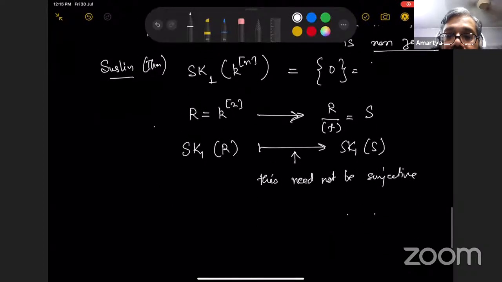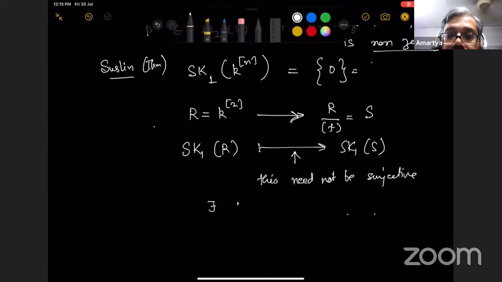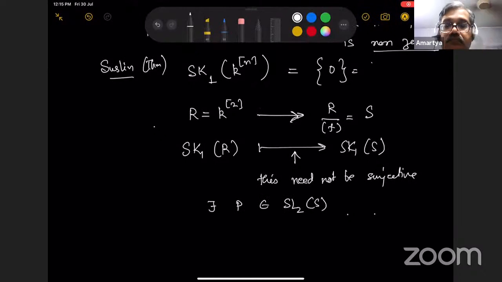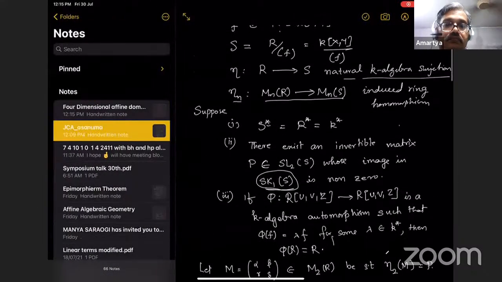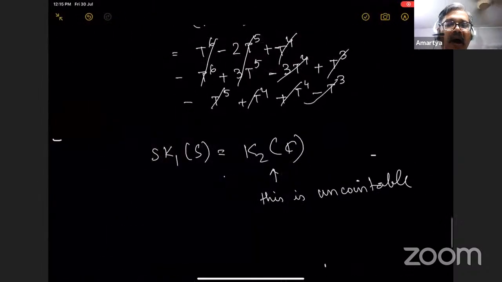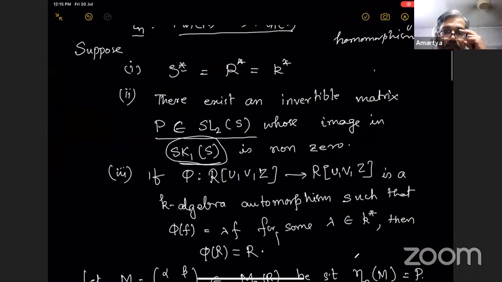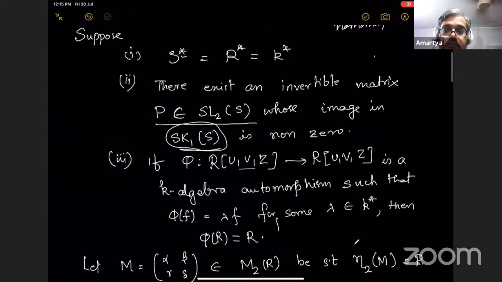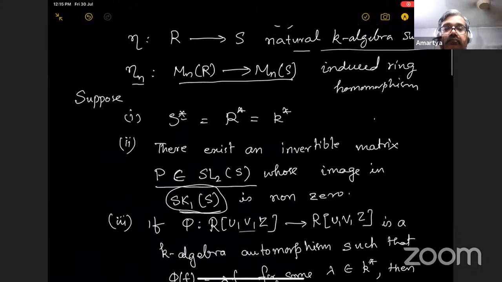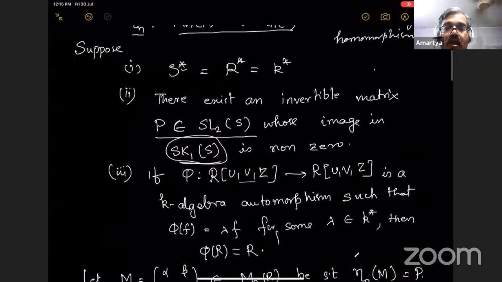Our example depends on the fact that there should be a matrix P in SL2 of S whose image here is non-trivial. Then we can work with that. So let me go back. There exists a P in SL2 of S whose image in SK1 of S is non-zero. And further, R is a polynomial ring in two variables, and U, V, Z are indeterminates. If phi is an automorphism of this ring, a K-algebra homomorphism, and it fixes the element F, the special element which we have selected, then this special element is fixed.